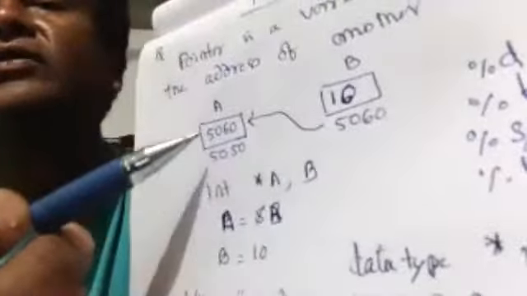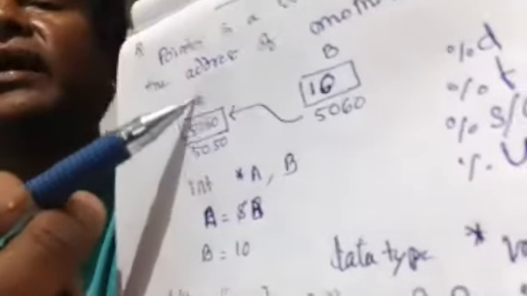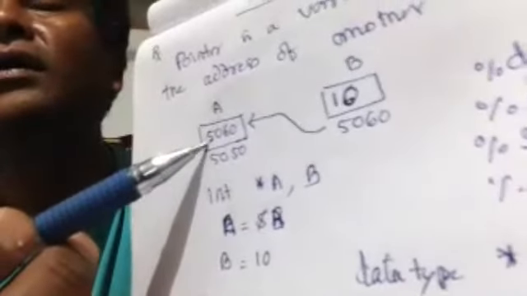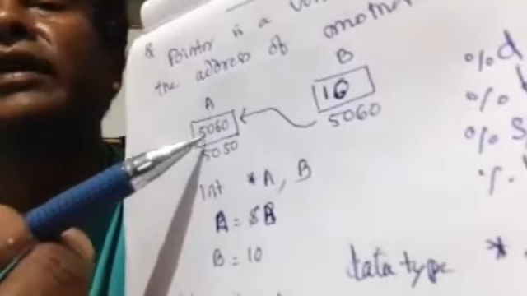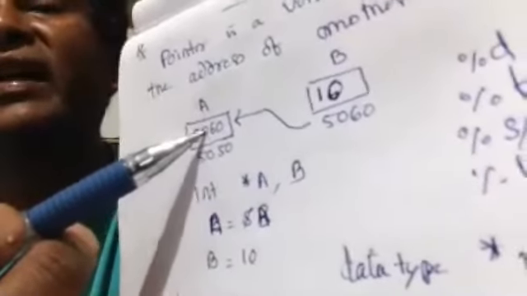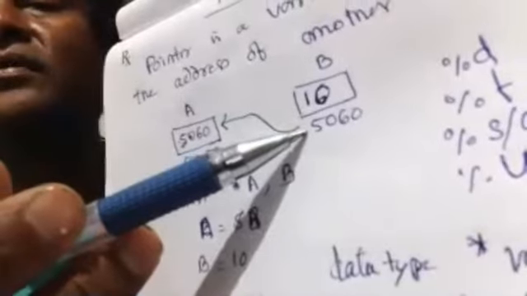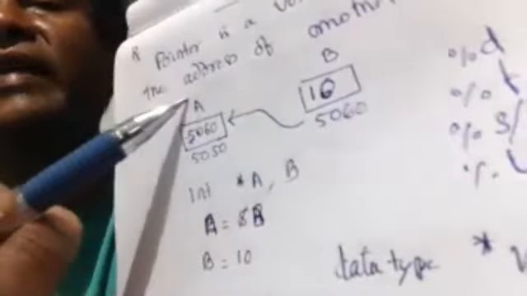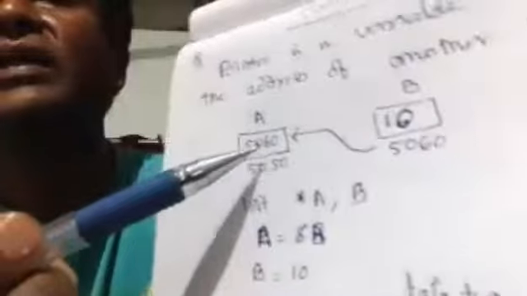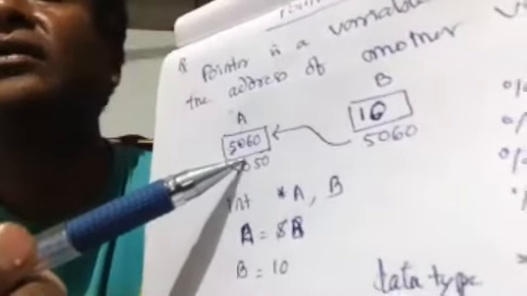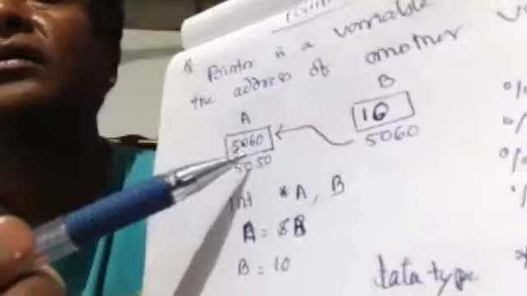Okay. One more concept is there. If you go through this, what does A store? Data. A stores what value? Integer? Not integer, A stores the address of B. Okay, you see. What is the value here? 10, 5060.